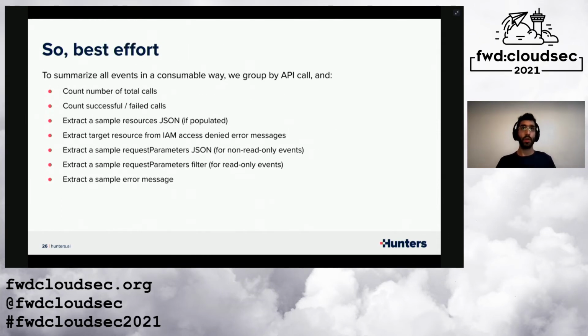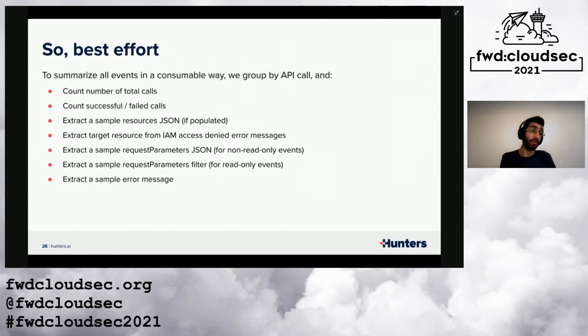So what do we do? We basically group by API call, for example, describe instances and all other API calls. And for each of these API calls in the thousands of logs of a session, we do a number of things. First of all, we count the number of overall calls for that API call, specifically how many of them succeeded and how many of them failed. And then a bit trickier things based on the quirks I showed earlier. We extract a sample of the resources JSON, hoping that it's populated. If not, then we extract a resource from IAM access denied messages, if there happen to be such in the event, because if it's a service that doesn't populate the resource, maybe it does populate that field, which is great.